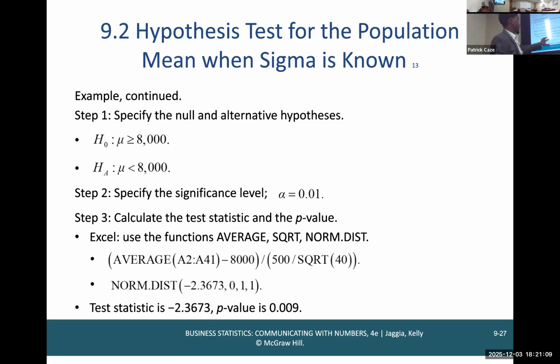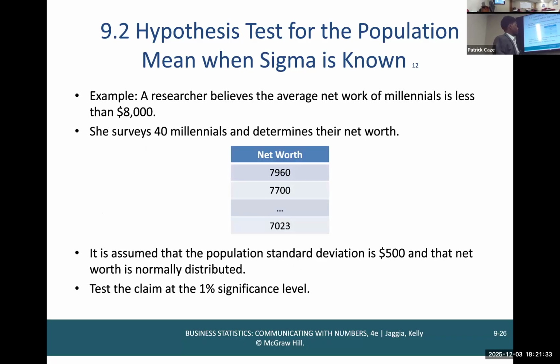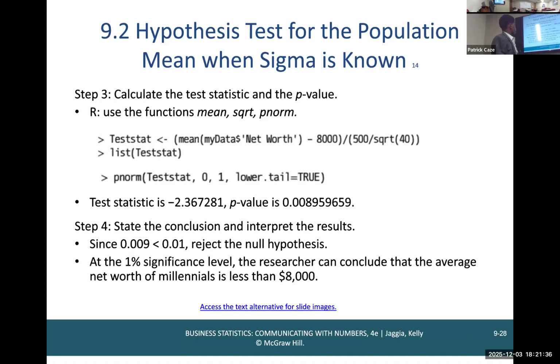They gave us the average, right? They gave us the X, the sample mean, okay? Minus the null mean, okay? Which is 8,000, which we're looking at, all right? 500 standard deviation, and then 40 is the n, right? Because we have surveyed 40 millennials, that's our n, okay? All right, don't worry about this part. This is R. It's another software program. You probably won't use it. It's usually used by mathematicians, engineers, that kind of thing, right?